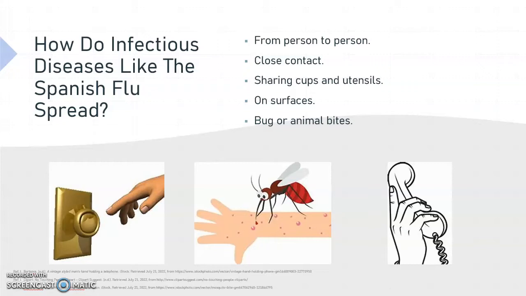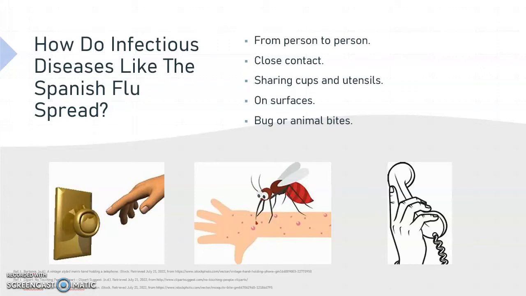How does an infectious disease like the Spanish flu spread? Well, there are many ways for pathogens like the virus of the Spanish flu to enter your body. They can enter through your mouth, nose, or a cut on your skin. The Spanish flu can be contracted from person to person by a cough or a sneeze. This is because there are droplets that can linger in the air afterwards. Close contact with another person, like kissing, can also spread the virus.